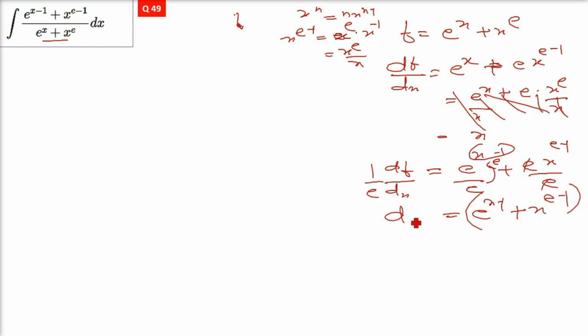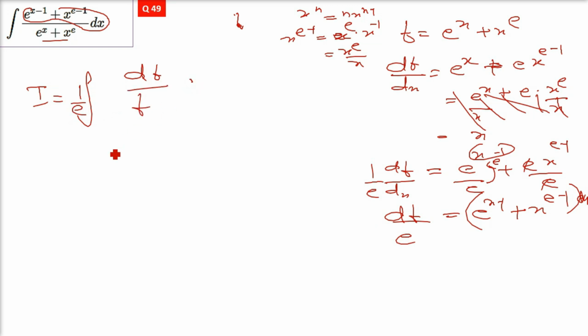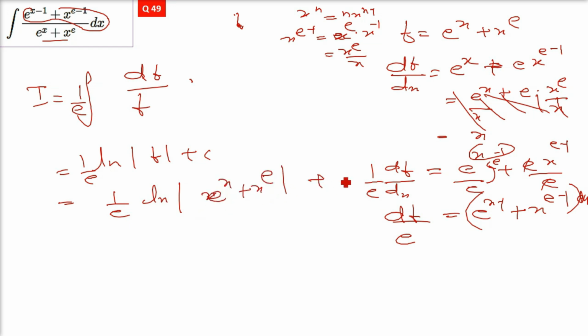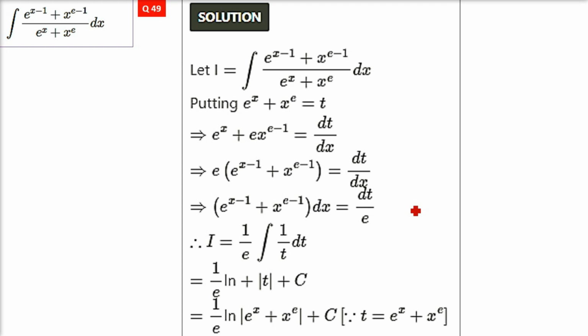1 by e is there, so dt by e is equal to the numerator already. So this numerator is simply dt by e. You can take 1 by e outside, and t is in the denominator. When you integrate it, it will be 1 by e ln modulus of t plus constant of integration. t was taken as x raised e plus e raised x, or e raised x plus x raised e. So 1 by e ln modulus of e raised x plus x raised e plus constant of integration is your final solution. So this is the solution I'm talking about.